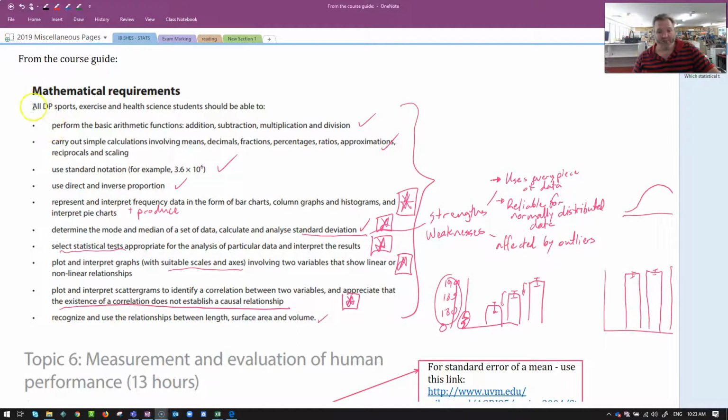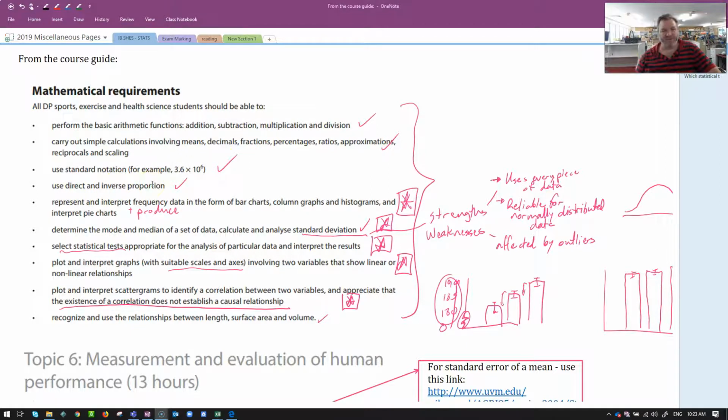So let's have a look at the mathematical requirements, the basic functions. I'm going to tick that off. You guys can do that already. Can you carry out simple calculations involving means, decimals, fractions, percentages, ratio, approximations, reciprocals, and scaling? Yes. We've done standard notation, scientific notation before.